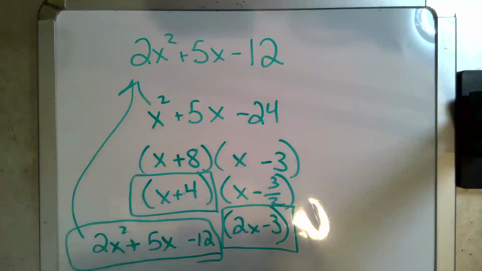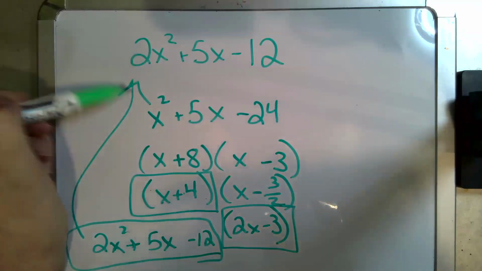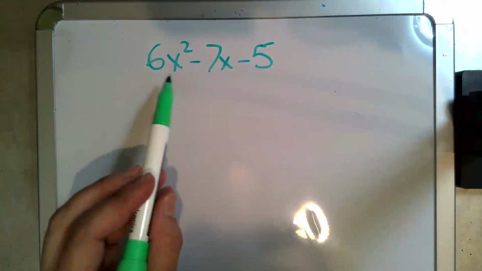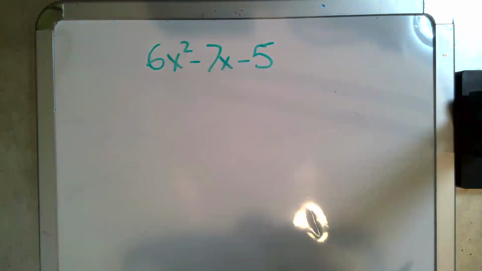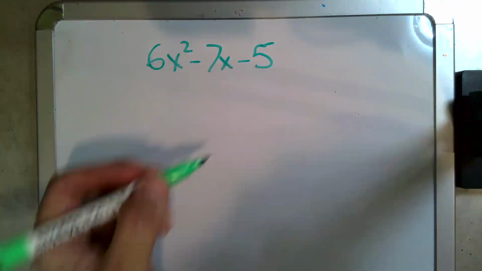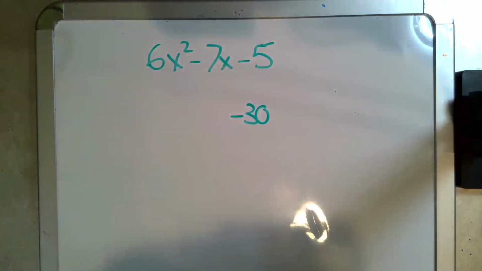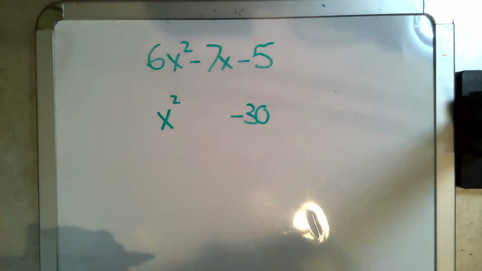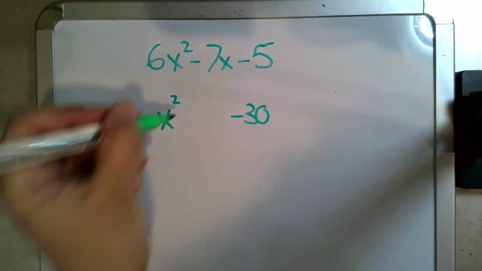Let's try it again with one where the coefficient of our x squared term isn't a prime number, where there are multiple factors it could be. So let's take a look at that one. 6x squared minus 7x minus 5. First step, a times c. That gives us a new constant of negative 30. Our new leading term is just plain old x squared, and our b remains the same.